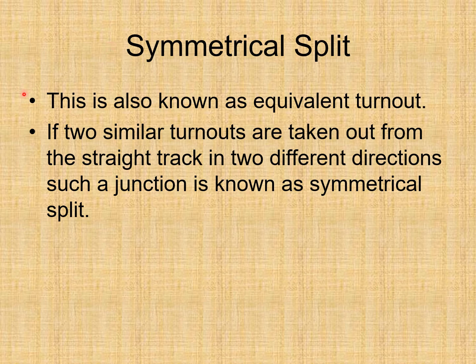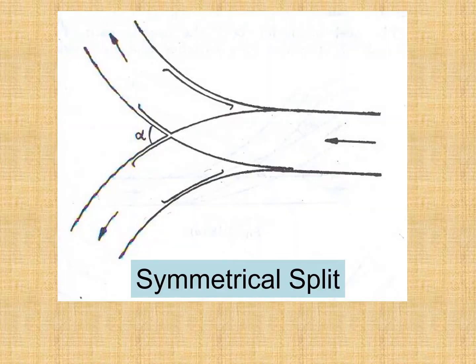Symmetrical split. This is also known as equivalent turnout. If two similar turnouts are taken out from the straight track in two different directions, such a junction is known as symmetrical split. So here look at that. This is the track and then you are having the splitting of the track this way and this way. This is called the symmetrical split.